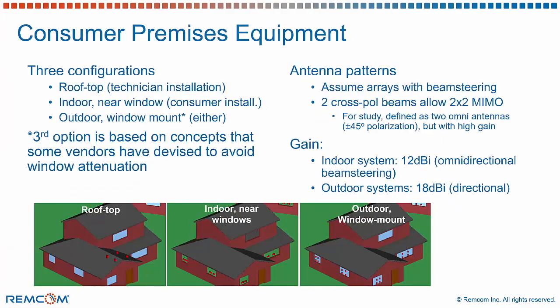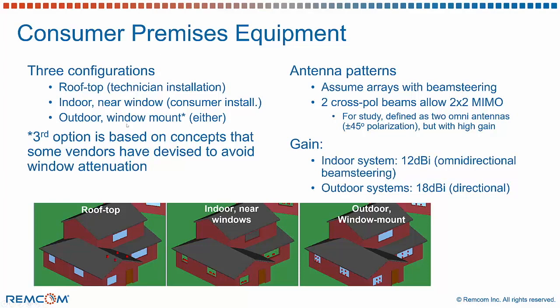So the CPEs, or consumer premises equipment, have three configurations. The first is a rooftop configuration, shown at the bottom left. This is typical of something that would require a technician installation. And so in an ideal world, some of the other two may be more preferable. The first is an indoor, which could be consumer equipment that is placed near a window, perhaps on a windowsill, or outdoor window-mounted unit.